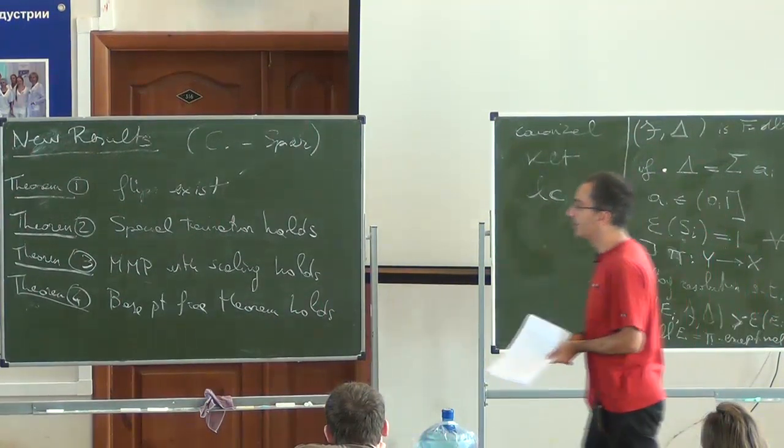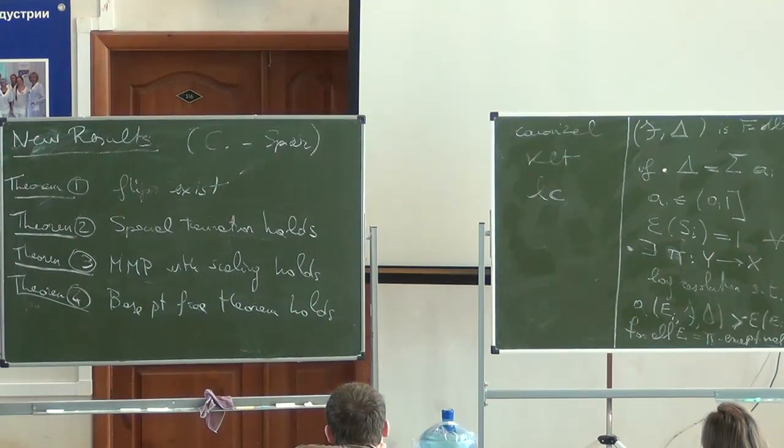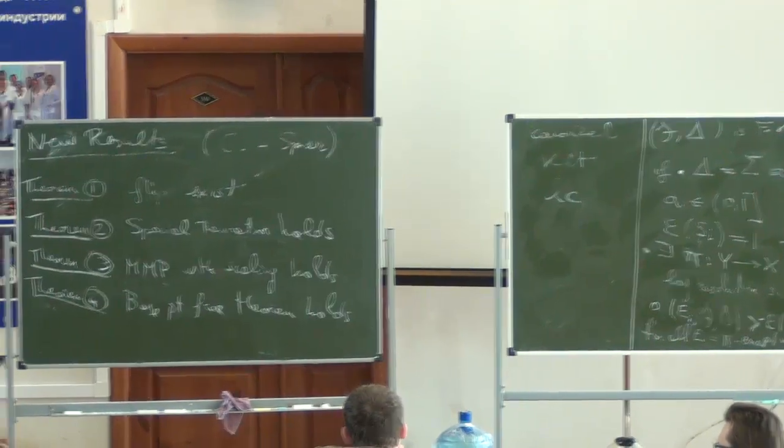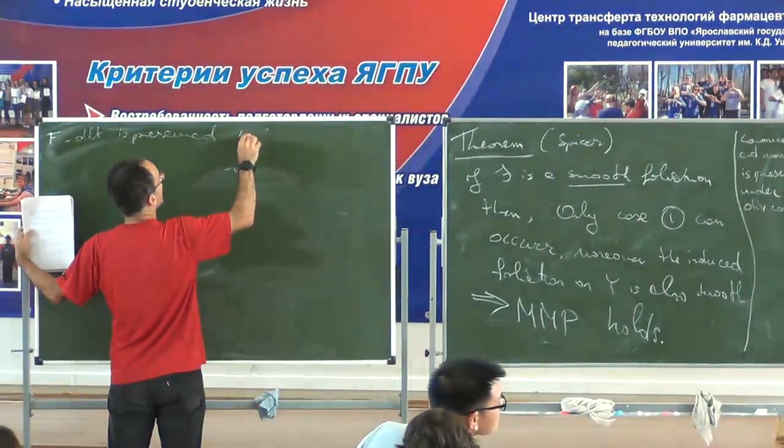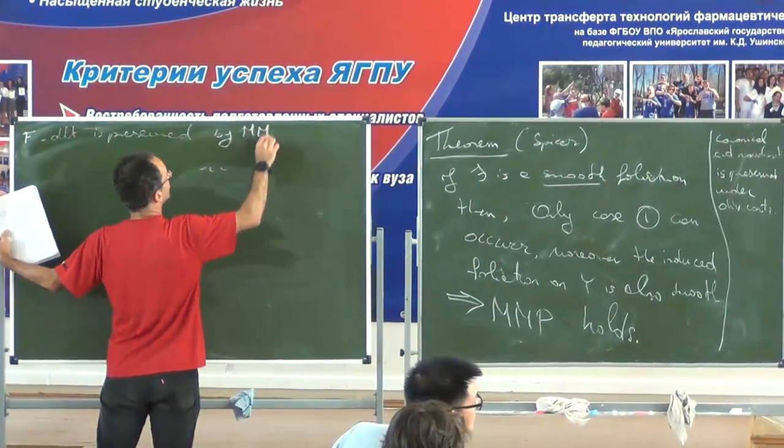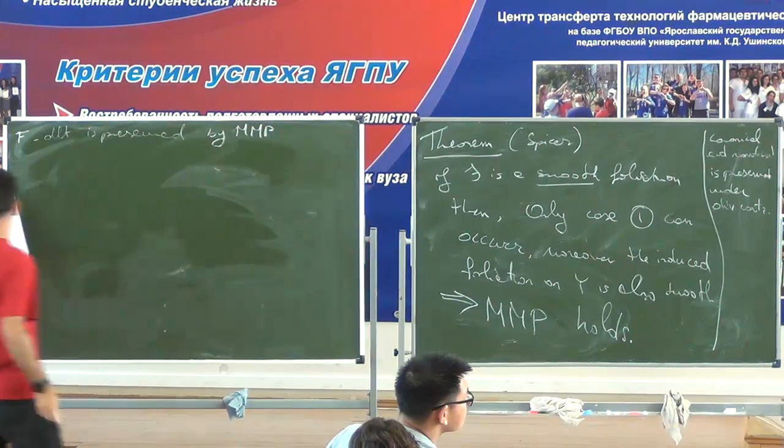Exactly like in the standard MMP. Why are these good singularities? Well, exactly like before, F-DLT is preserved by MMP. Now we can work with pairs, and whatever step you take of the MMP, this property is preserved.